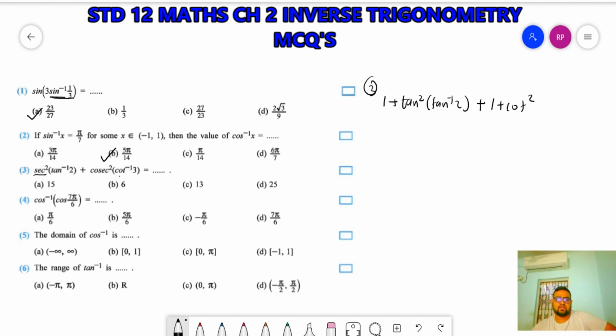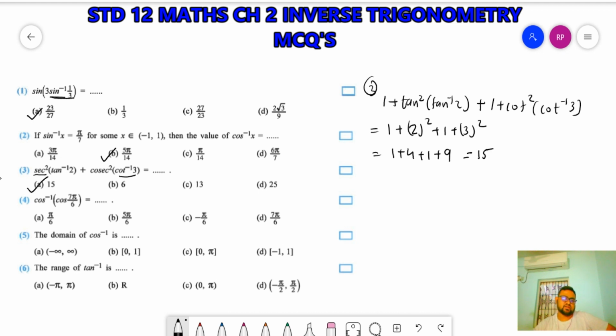What is our theta here? Cot inverse 3. So this will be equal to 1 plus 2 square plus 1 plus 3 square. So 1 plus 4 plus 1 plus 9. So this will be equal to 15. So A is the correct answer. Clear? Now let's see the next one, fourth.